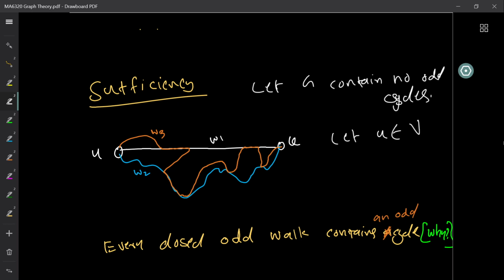we can assume without loss of generality that the graph is connected, because if it is not connected, we can work on each component, and if each component is bipartite, then the entire graph is bipartite, right? This is something one can easily show. Again, you can try to see why, right? But this is something one can easily show, right?